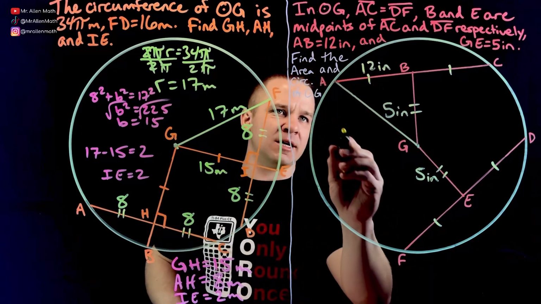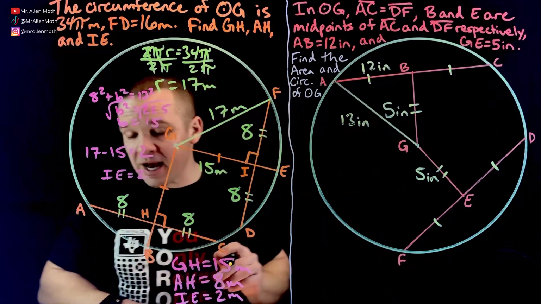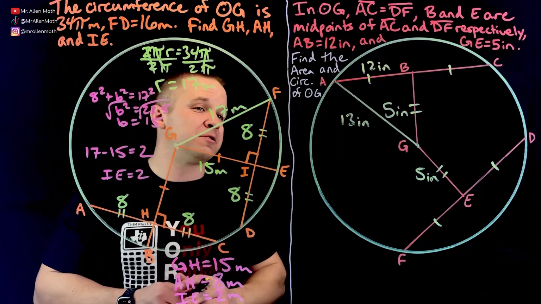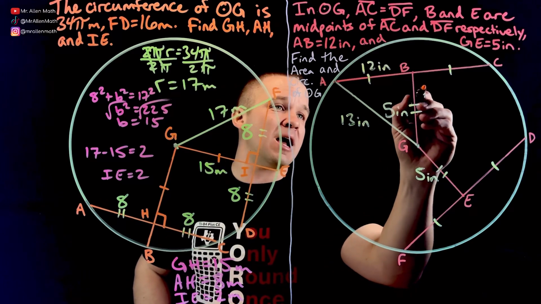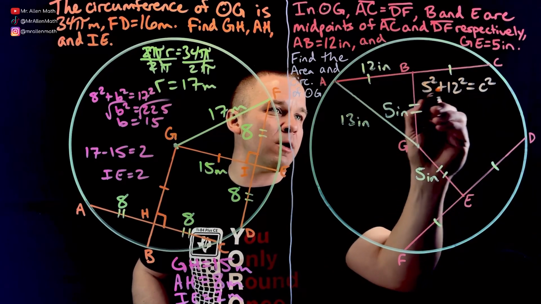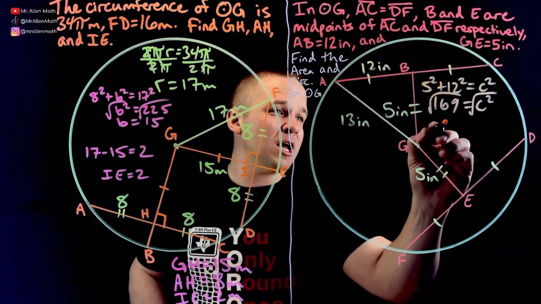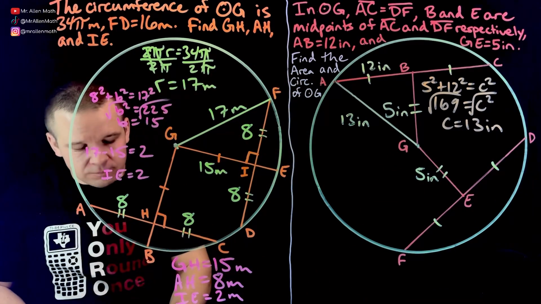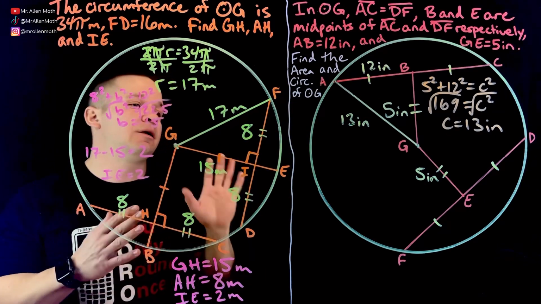Boom. We've got 5, 12, 13. That's a Pythagorean triple as well. We did 8, 15, 17, 5, 12, 13. These guys are coming in super handy. If you didn't remember your Pythagorean triples, it's okay. I got you. 5 squared plus 12 squared equals C squared. That's going to be 169 equals C squared, square root, and we get C equals 13 inches. So if you remember them, awesome. It saves a little time. If not, you always have Pythag in your back pocket, ready to rock and roll.